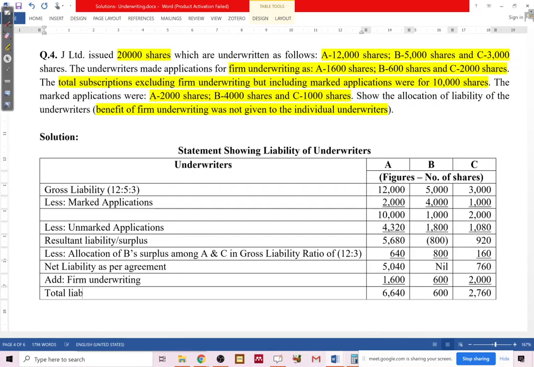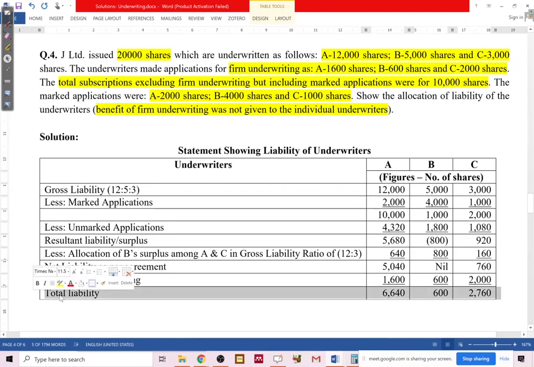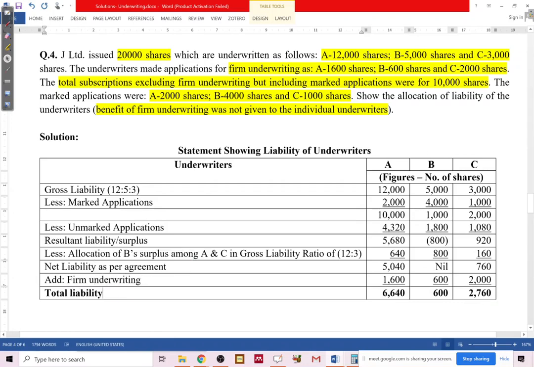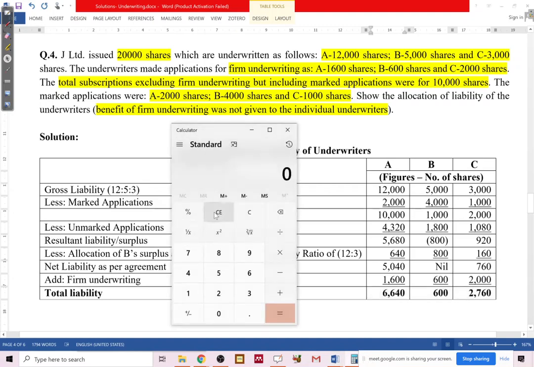Total liability basically means if firm underwriting was not taken, that means those many shares are now taken by the underwriters, but the total actual liability of all the unsubscribed applications would be this much. Now add this up and see what figure you get. 6,640 plus 600 plus 2,760 and you get 10,000.